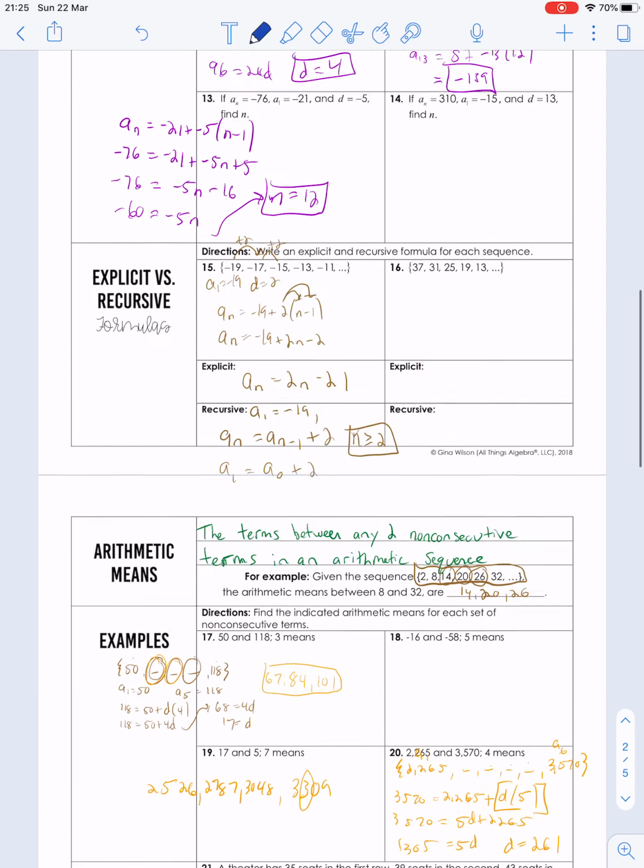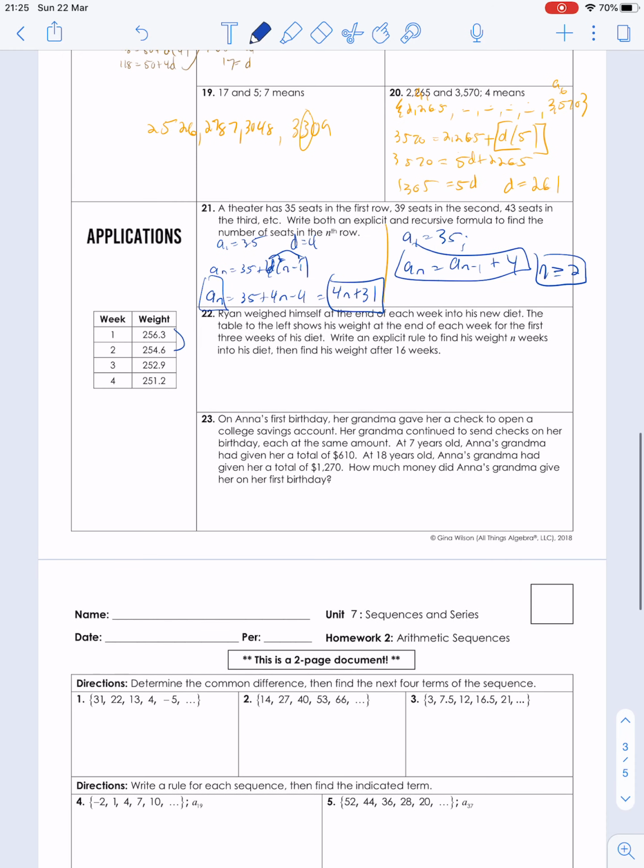All right, so at the end of each week, write an explicit rule to find his weight n weeks into his diet. Then find his weight after 16 weeks. So I don't need to do both ways. It just says explicit. I'm sure it's arithmetic because that's the section. So let's see what the difference is. The D is going to be negative 1.7. So our D is negative 1.7. Our A of 1 is 256.3.